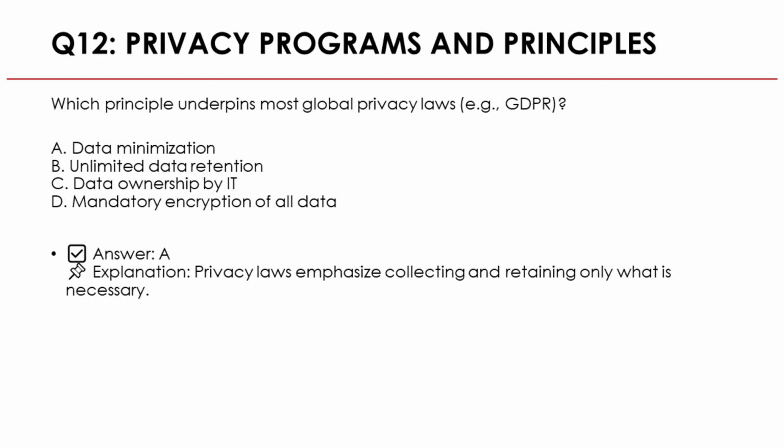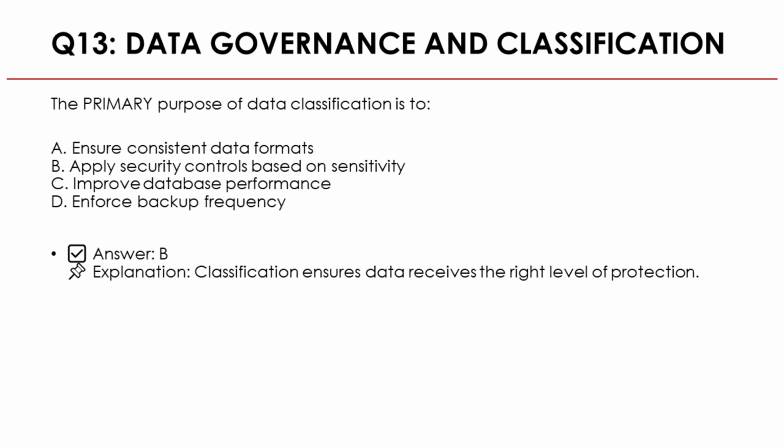Don't carry extra. The primary purpose of data classification is to: Option A, ensure consistent data formats. That's data quality. Option B, apply security controls based on sensitivity. Correct. Option C, improve database performance. Unrelated. Option D, enforce backup frequency. Different objective. Correct answer, B, apply security controls based on sensitivity. Labeling files as public or confidential tells you how to protect them.